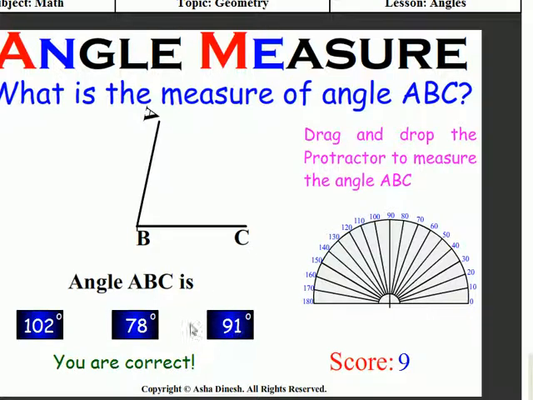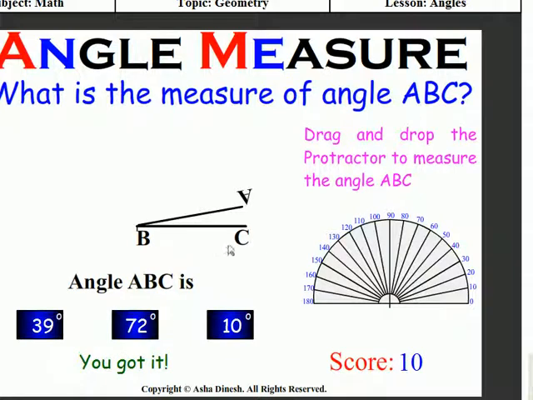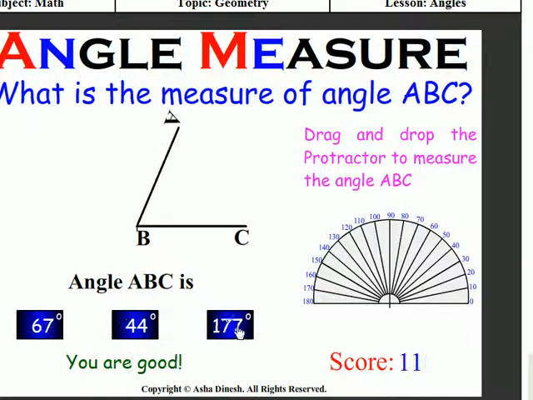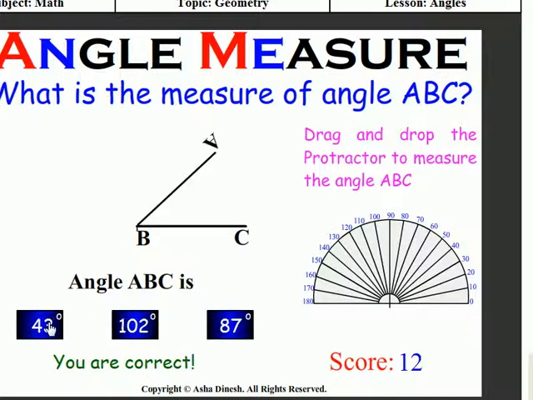Yeah, because it's not 91 because 91 would go straight up and then this way just a little bit more, right? Definitely not 102. So I would say 78. What about this one real quick? What do you think that one would be? Yeah, I'd say 67. Good. Probably 43. Yeah, because 87 would be really close to 90, wouldn't it? And it's definitely not 102. All right, you get the idea, don't you?